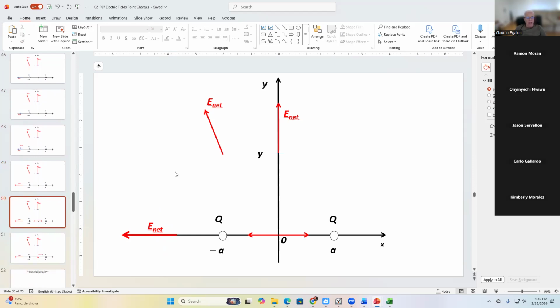What about at the origin? At the origin, those two electric fields are going to cancel each other, okay? So the net field at the origin is going to be 0 for this specific electric charge distribution, okay?